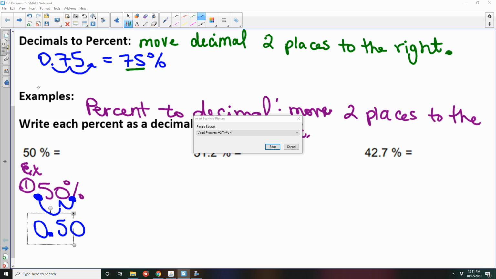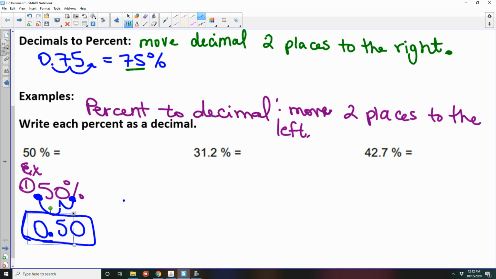Well, the board says no. Why isn't the board saying no for it? There we go. So you don't have to show the 0 if you don't want to. You can. And you always double check yourself. I like this one because it's nice and easy. Is 50 cents 50% of a dollar? Yeah, because it's half a dollar.